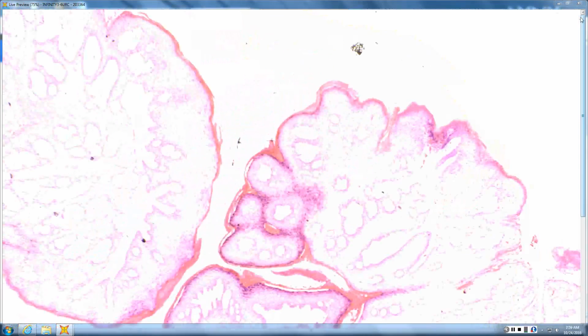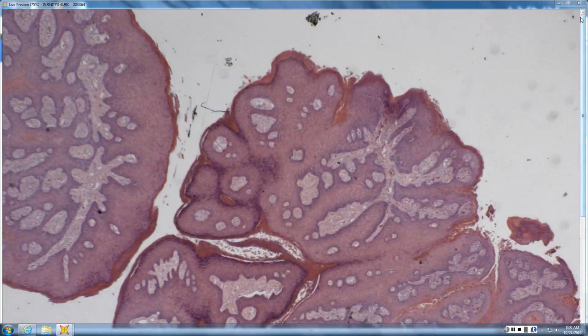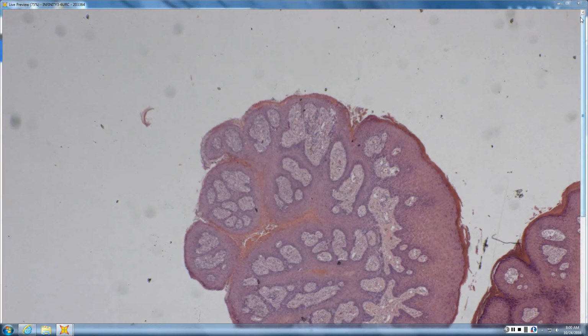Just based on the architecture, it's likely Verruciform xanthoma, but you get the little pink V's and the kind of little paler appearance to the dermal papilla. Yeah, so that's exactly what it is. It's Verruciform xanthoma. 99% of Verruciform xanthomas occur where? In the mouth. Mouth or genitalia. Those are your two, that's the majority.